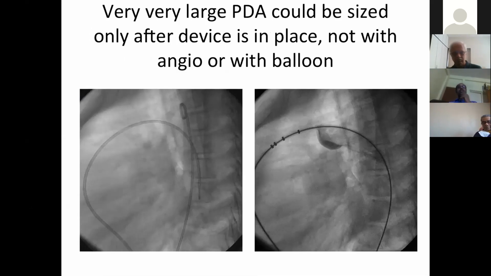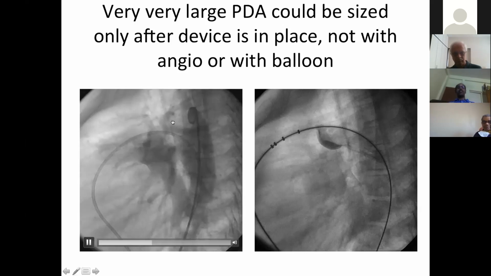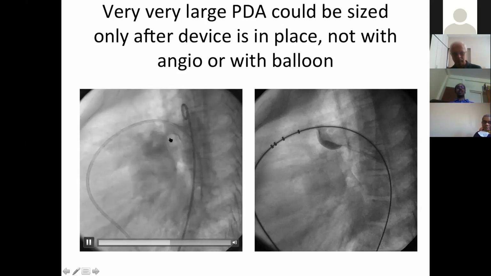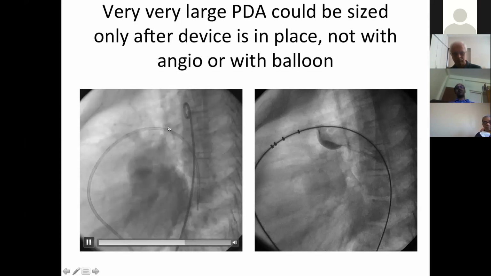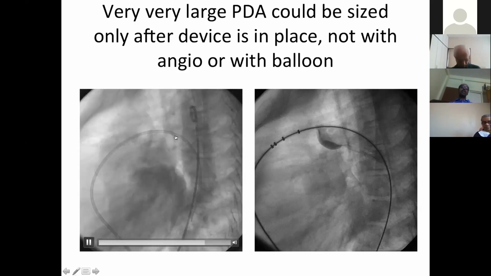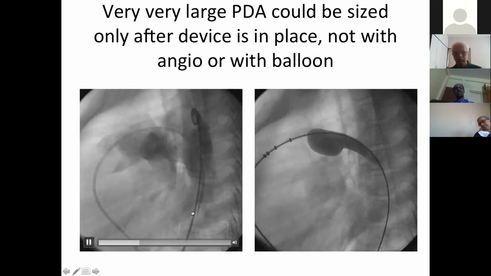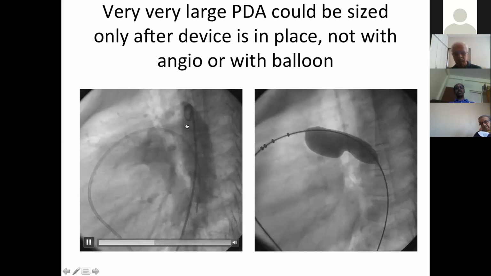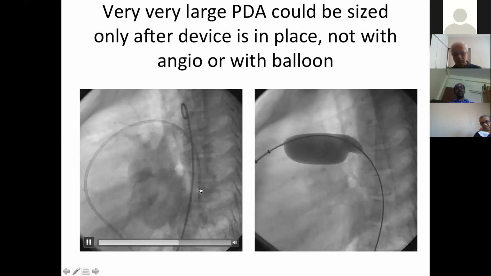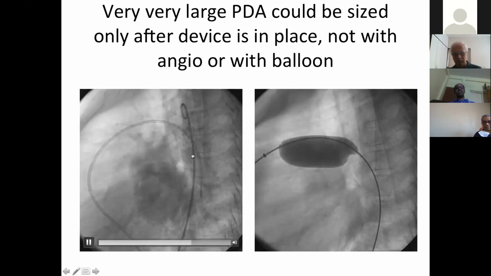Very, very large PDAs could only be sized after you put in a device. This PDA was actually measuring 18 millimeter. It was one of the PDAs in Nepal, Himalayan country, 18 millimeters by echocardiographic measurement. Then, this is a Berman catheter, trying to give some sort of resistance to the contrast flow into the descending thoracic aorta and retain the contrast.